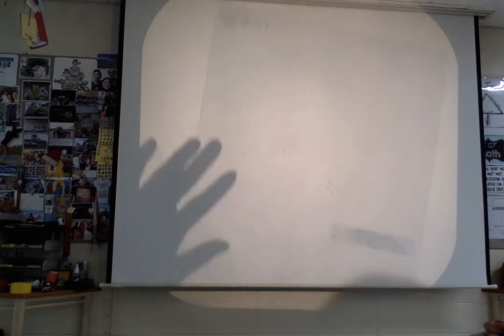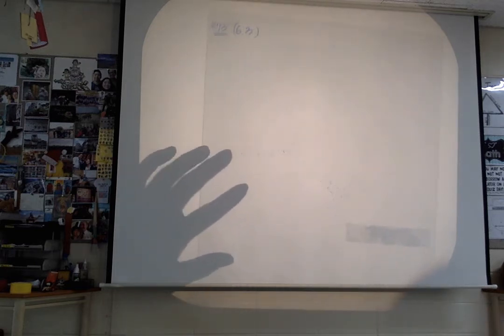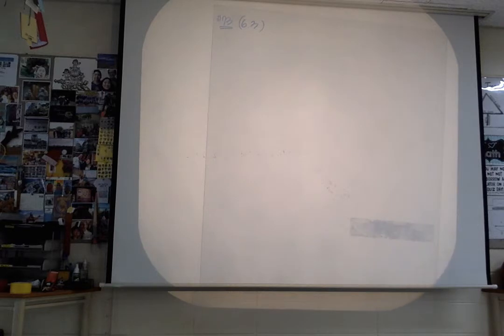Hello, I'm back again, and we're going to explain number 73 from section 6.3. Please watch. Again, a resultant force is actually a vector that's created because of two forces.